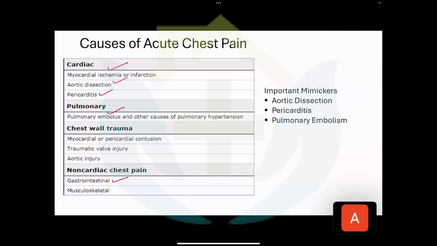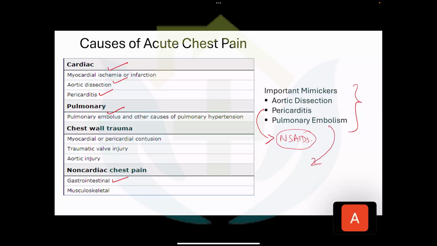These are the mimickers, and that is why they ask those things. Pericarditis: usually the patient will have a history of effusion, or they'll give an ECG where there will be concave-shaped ST changes in all the leads, or the NSAIDs usually relieve the pain. So one of these 3-4 points will be there. So look out for it.